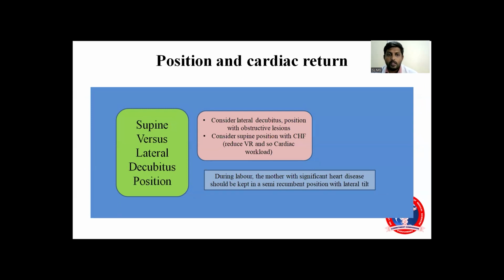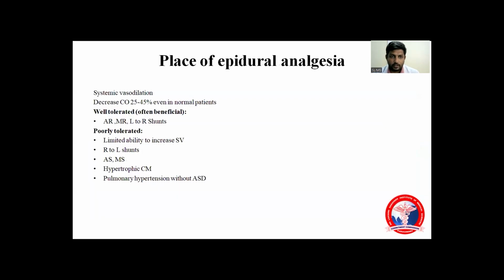Avoid difficult instrumental delivery. So, what is the position in which we have to keep the patient when she is in labor? Consider lateral decubitus position in some conditions, and consider supine position with congestive heart failure, reducing vascular resistance and so cardiac workload. Individual cardiac disorders have separate positions of the patient during labor. During labor, the mother with significant heart disease should be kept in semi-recumbent position with lateral tilt.